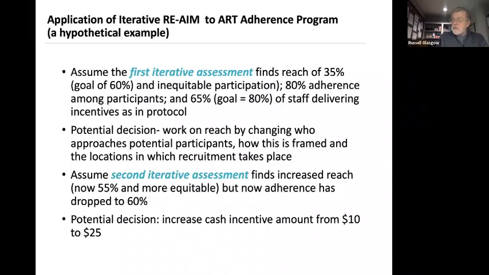The second iterative assessment here found that in fact, reach did improve, and maybe equally importantly, it was a little more equitable in terms of who participated. But unfortunately, now you have more people, potentially with more challenges. So the adherence, the effectiveness rate went down. So the potential group decision here might be, since the main strategy was cash incentives, to increase the cash incentives.